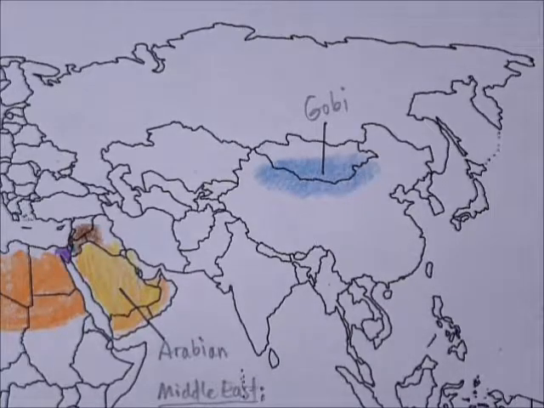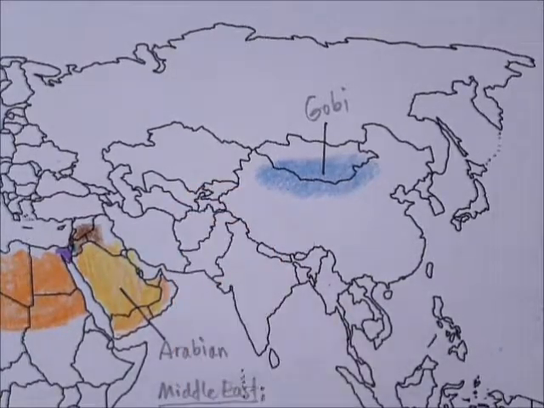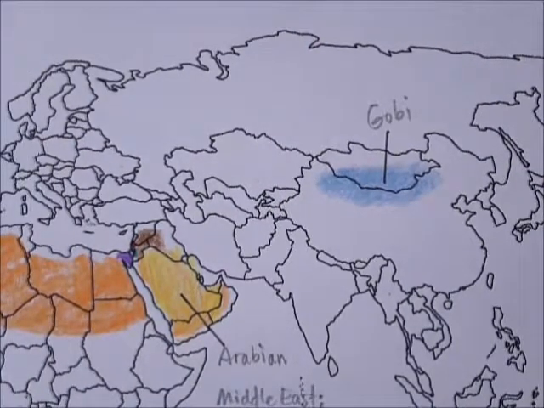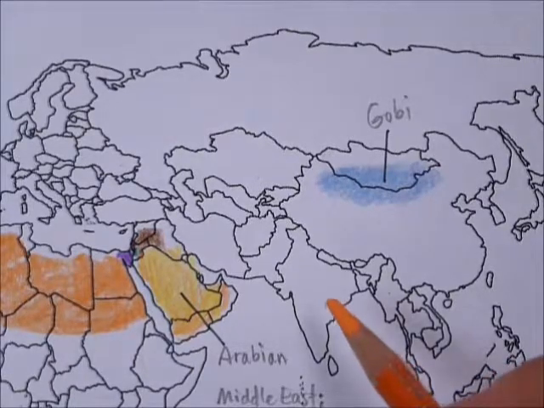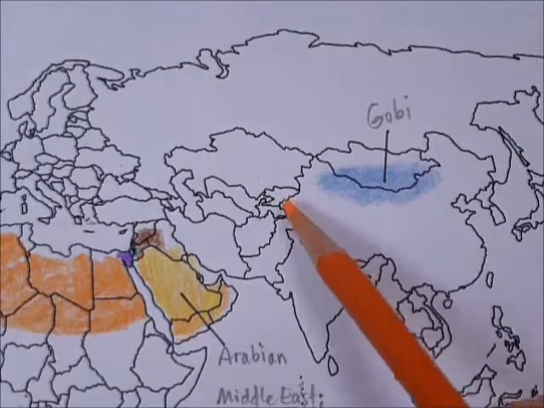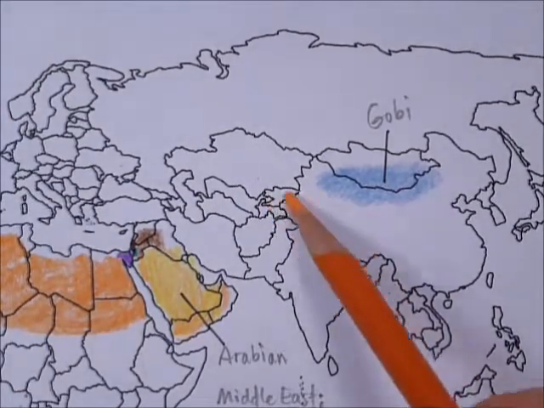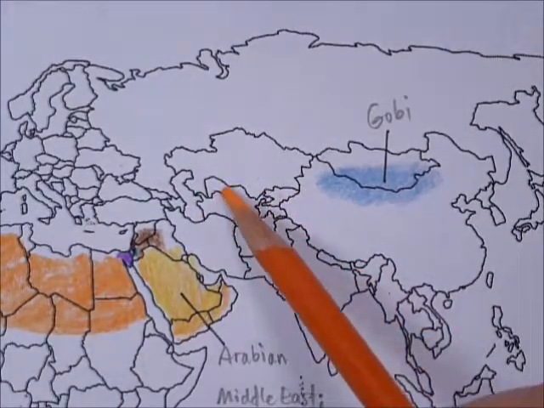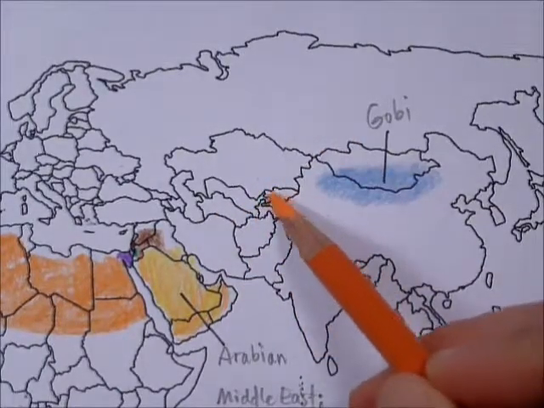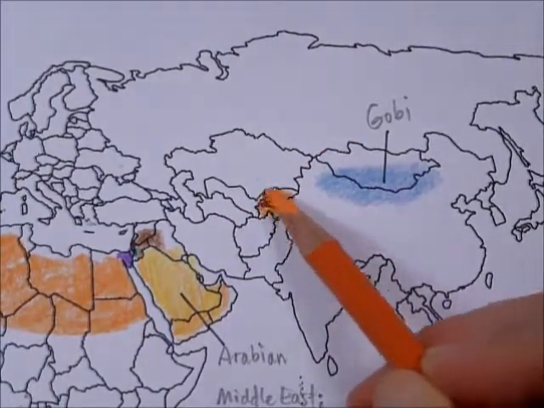And then just to the west, we've got the Taklamakan. And it's kind of right in here. See these tiny countries right here? These are all the stans. Turkmenistan, Kyrgyzstan, Uzbekistan, all the little stans. It's kind of right in here somewhere.